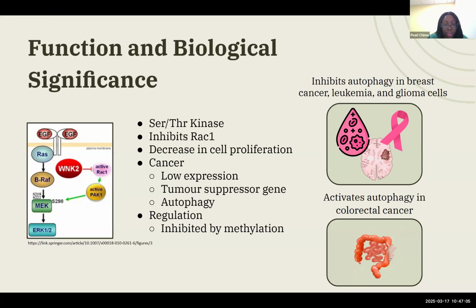Without RAC1, PAK will not become active and won't phosphorylate MEK1 at serine 298, which is a key phosphorylation site for MEK1 to become active and activate ERK1 and 2. Ultimately, this means that there will be reduced activation of ERK, leading to a decrease in cell proliferation.